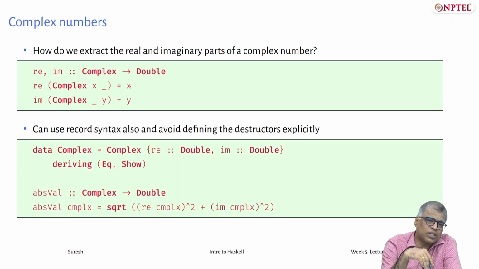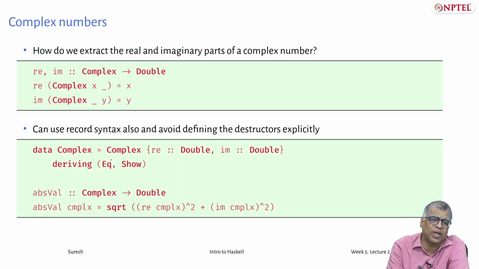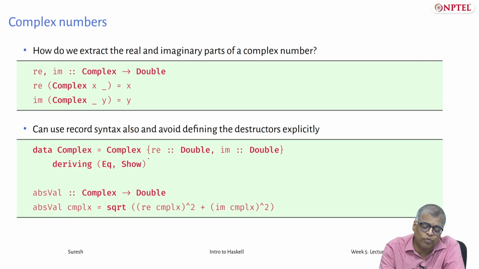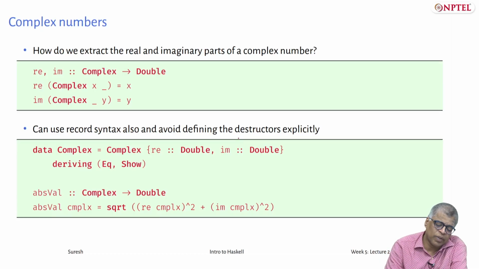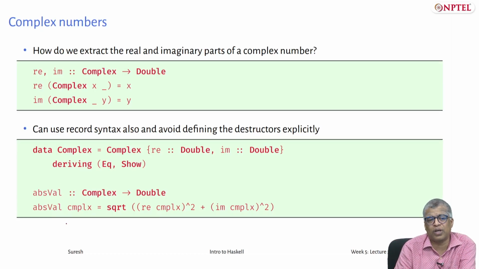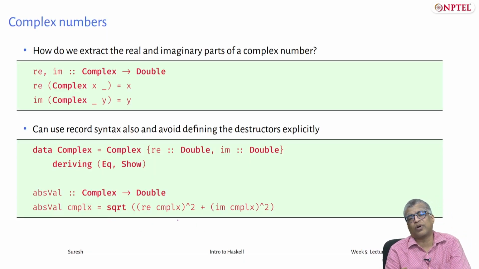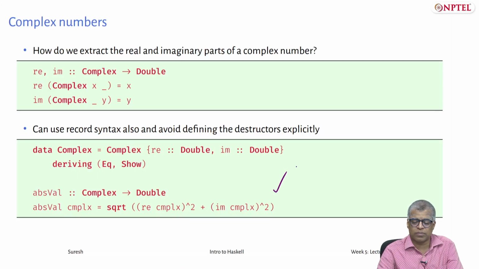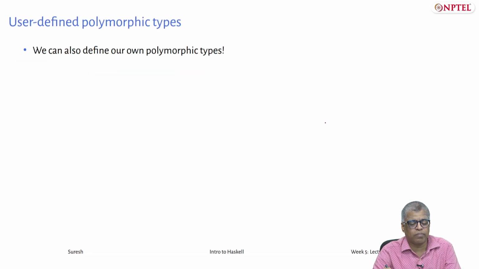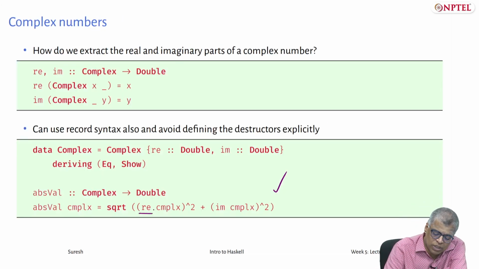So you can use record syntax and you can say data complex equals complex, which consists of two fields, real of type double and im of type double. Okay. Now you can actually use this to define your earlier functions. Absolute value of a complex number is the square root of the real part of complex whole squared plus the imaginary part of complex whole squared. Okay. And here we have actually used the destructors.